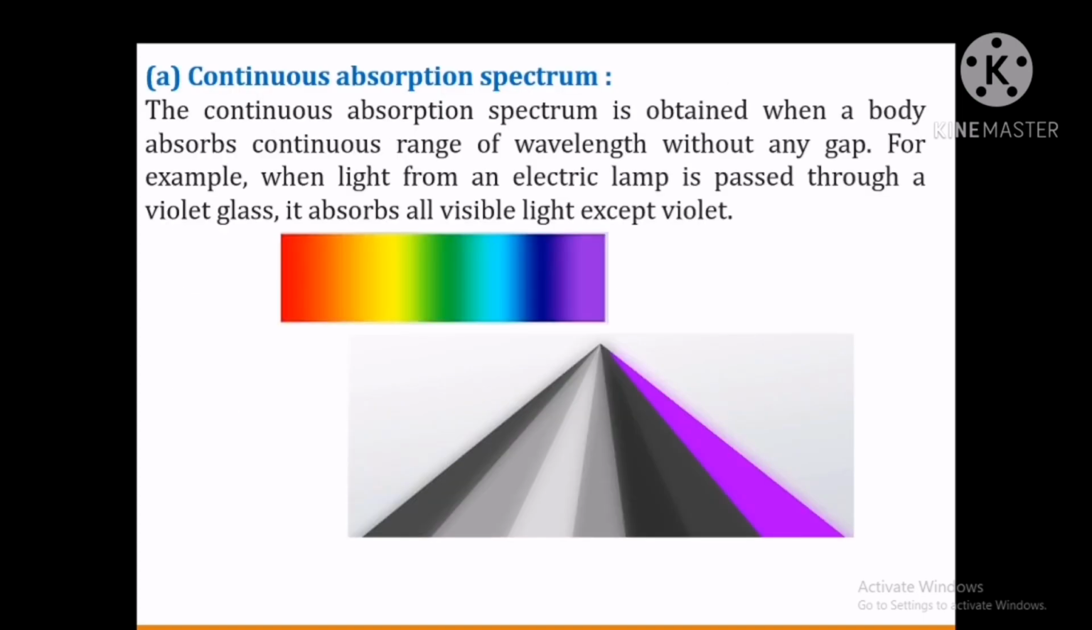First, the continuous absorption spectrum. The continuous absorption spectrum is obtained when a body absorbs a continuous range of wavelengths without any gap. For example, when the light from an electric lamp is passed through violet gases, they absorb all visible light except violet. In the figure shown here, all visible light is absorbed and only violet is transmitted. This is a continuous absorption spectrum.